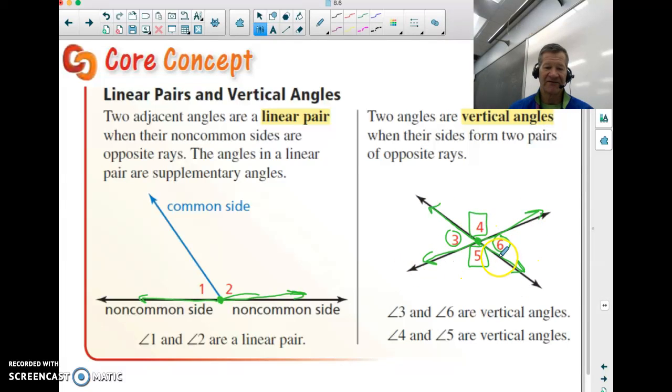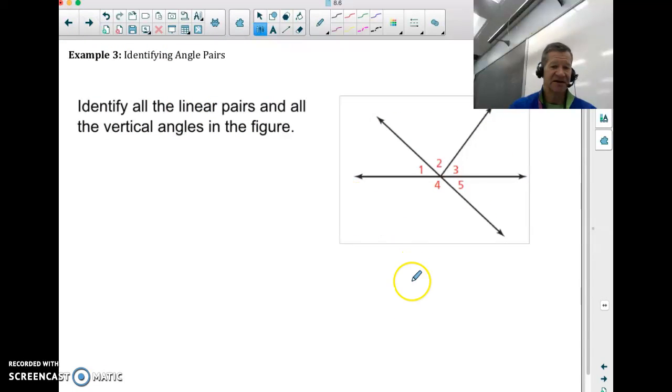What we're going to find out about vertical angles, and they don't say it in this definition, but it's important to know, is that vertical angles are always congruent. So they'll have the same measures. So 3 and 6 will be congruent, 4 and 5 will be congruent. All right, let's try to apply this in example 3. Well, not apply it yet, but let's identify some of them.